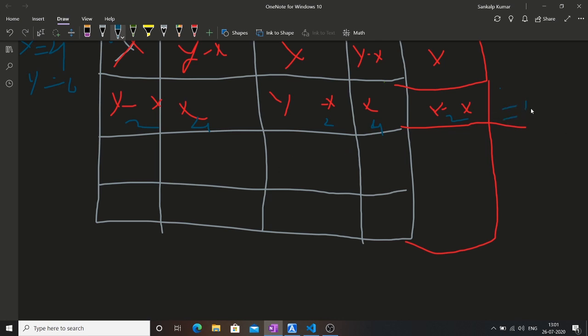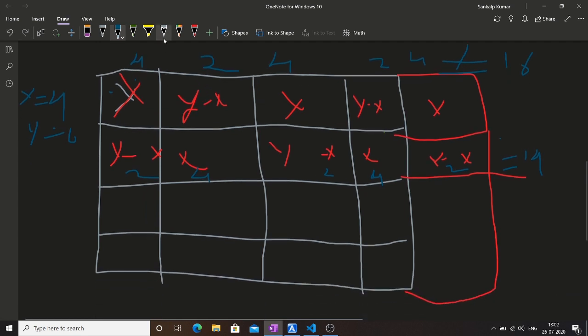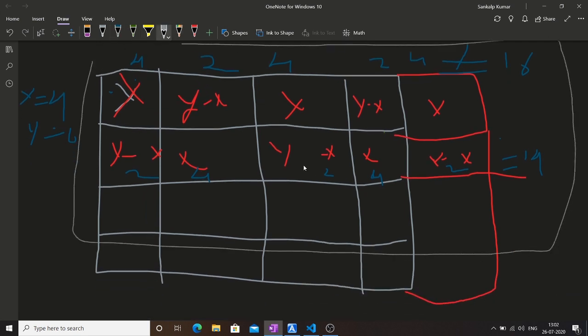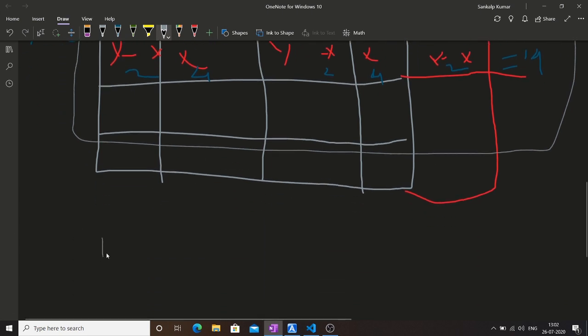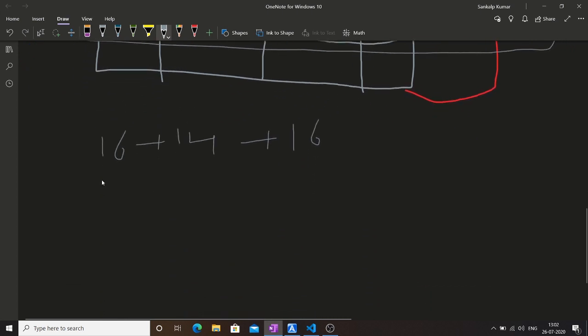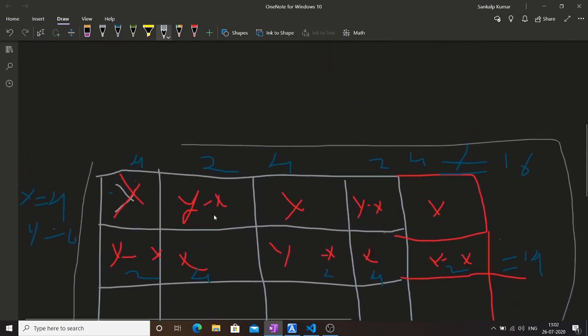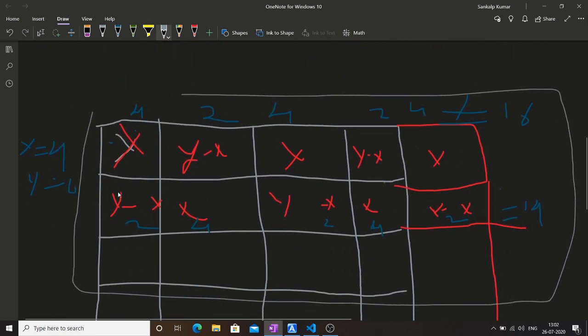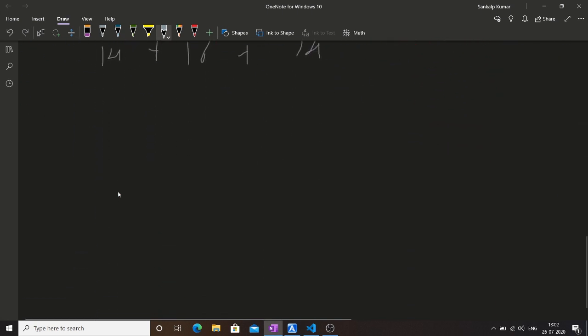This one will be 14. So suppose there are only these three rows. If we take x first, then the sum will be 16 plus 14 plus 16. But if we start with y minus x, the sum will be 14 plus 16 plus 14. So this becomes the problem. That's why we start with x and not y minus x. One more point clear. Now let's see what more corner cases there are.